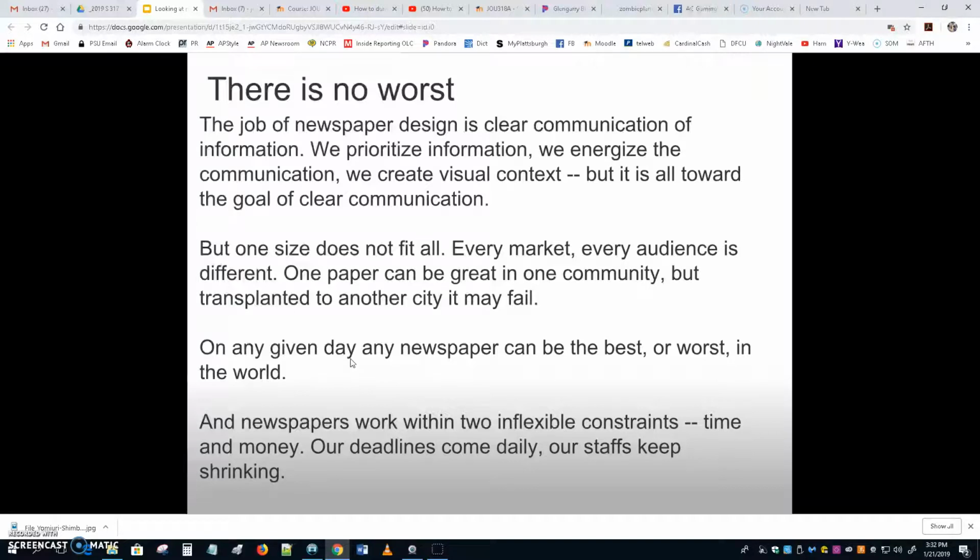Every market is different. Every audience is different. One newspaper can be great in one community, but if transplanted into another one, it could fail. As I say, on any given day, any newspaper can be the best or worst in the world. And newspapers work within two inflexible constraints: time and money. Our deadlines come daily, day after day after day. Our staffs keep shrinking. So those are the burdens that we work under.